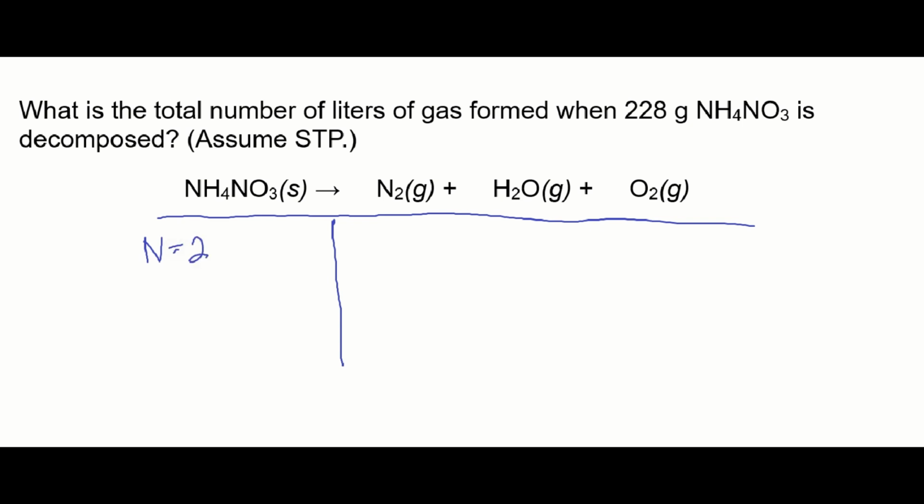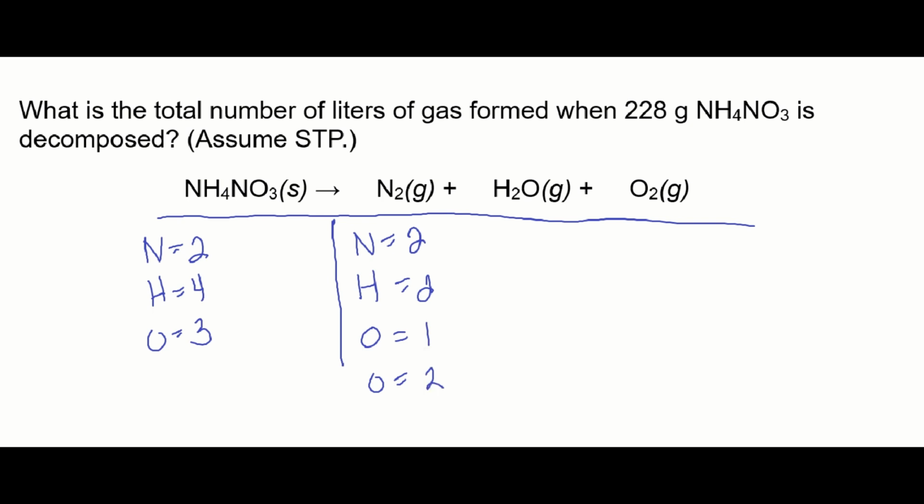I have 2 nitrogens, 4 hydrogens, and 3 oxygens on the reactant side. I have 2 nitrogens on the product side, 2 hydrogens. Oxygen appears twice on the product side, so I'll list them each on a separate line. I have 1 from the water molecule and 2 from the oxygen molecule.